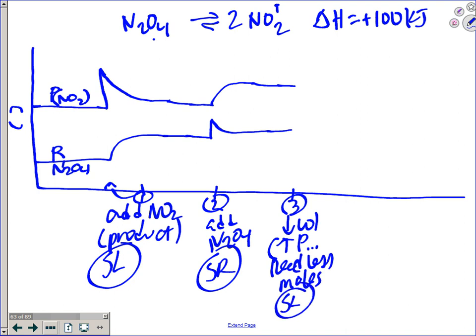Okay, so is there going to be a sharp increase on either of these? No, because I didn't inject a certain amount of product or reactant. These peaks are only for injections of a certain concentration of a reactant or product. This is going to just be a steady change. So how does N2O4 change? Increase or decrease?